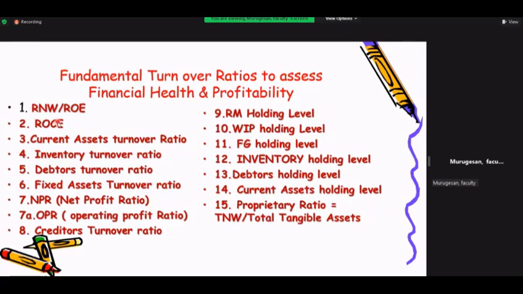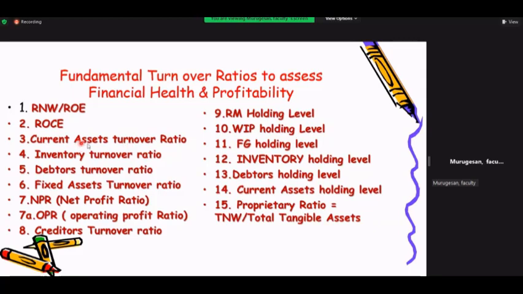Next one is ROCE, return on capital employed. The C stands for what? Capital employed. So here capital means debt capital as well as equity capital. Owned funds plus long-term borrowed funds are used in ROCE. Sometimes they will use the word ROA, that also they will ask. For banks, ROA. What is ROA? Return on assets.